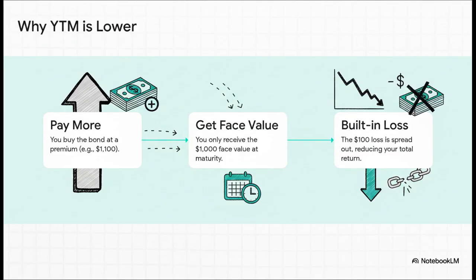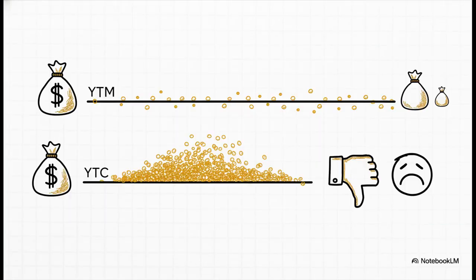If you pay, say, $1,100 for this bond, you are facing a built-in loss of $100 when it matures because you're only getting $1,000 back. Yield to maturity has to account for this loss. So it spreads that $100 hit over the life of the bond, which just systematically drags your total return down below the current yield. And finally, why is yield to call the absolute lowest in this scenario?